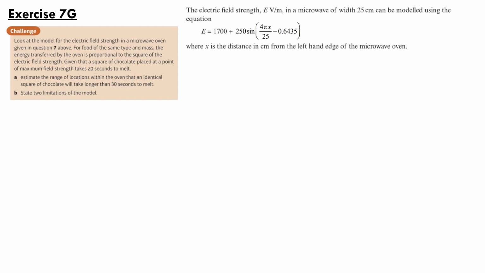Okay, for this question from exercise 7G, we're told to look at the model over here. So the electric field strength E in the microwave of width 25 centimeters can be modeled using this equation here, where x is the distance in centimeters from the left-hand edge of the microwave oven. And we're told for food of the same type and mass, the energy transferred by the oven is proportional to the square of the electric field strength.